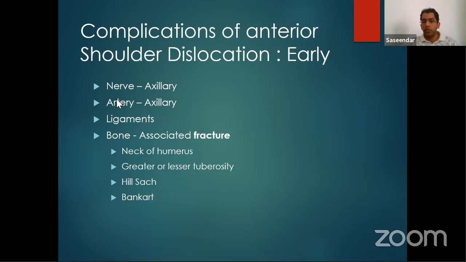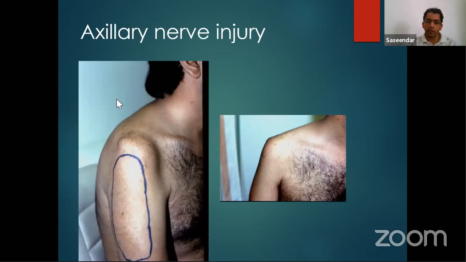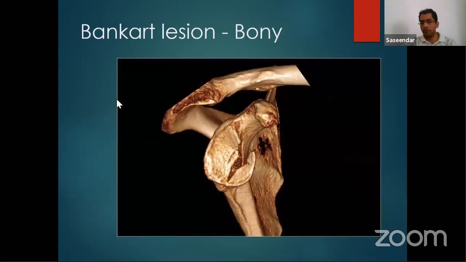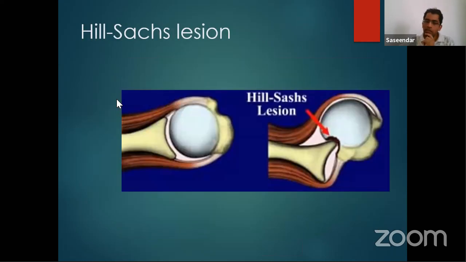And especially when the dislocation has happened a couple of times, there is something called the Hill-Sachs lesion. So this is an example of the anteroinferior glenoid fracture. And this is an example of the Hill-Sachs lesion. What happens is the humeral head is cancellous bone, a spongy bone. So when it dislocates anteriorly, there's a lot of point pressure on the posterolateral aspect of the humeral head. There is an impression fracture from the anterior glenoid rim over the humeral head, and that is called the Hill-Sachs lesion. So the Hill-Sachs lesion is an impression fracture of the posterolateral aspect of the humeral head because of anterior dislocation.